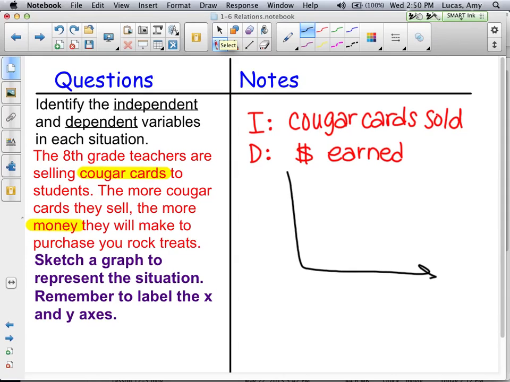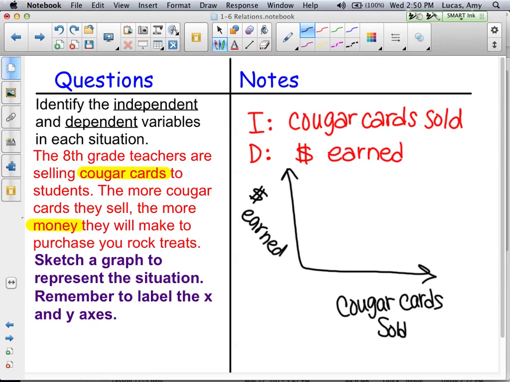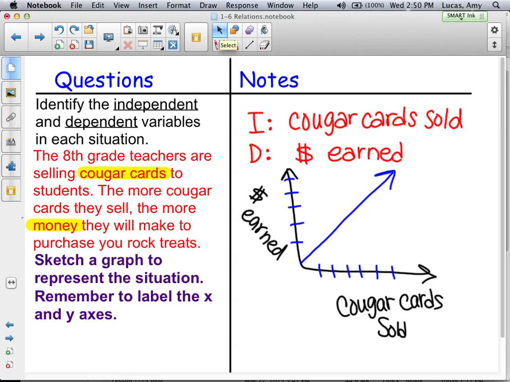On my graph, again, independent goes on the x-axis. So, Cougar cards sold. And then on my y-axis, money earned. And this one, very similar to our first example, the more you sell, the more you earn. So it's just going to be going up, increasing.